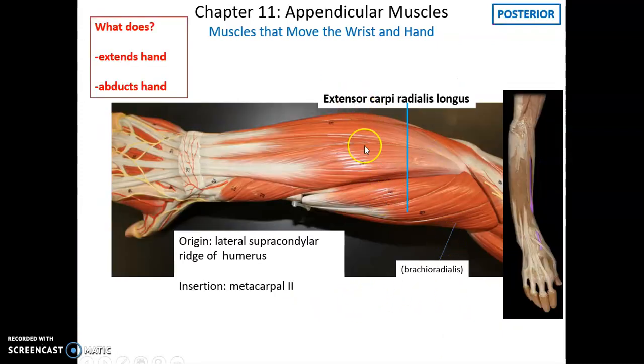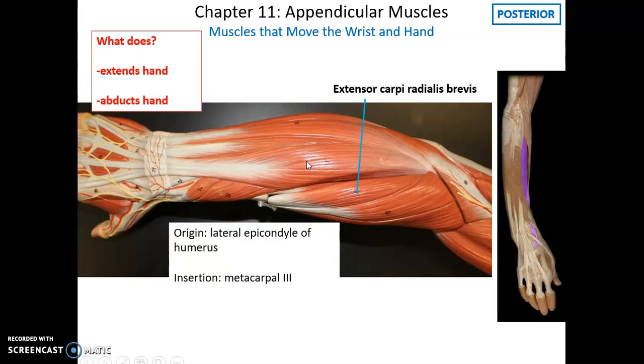We flip over to the posterior side of the forearm. We see that we have the extensor carpi radialis longus, so running on the same side as the radius. Its origin is the lateral supracondylar ridge of the humerus, and it inserts into metacarpal 2. So it inserts in metacarpal 2, and it helps to extend the hand, hence extensor, and also abduct the hand.